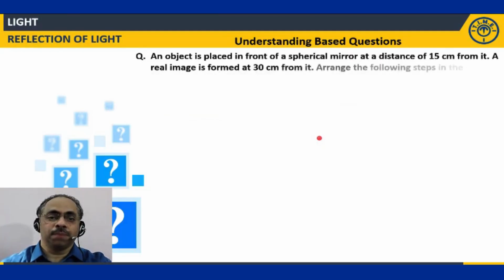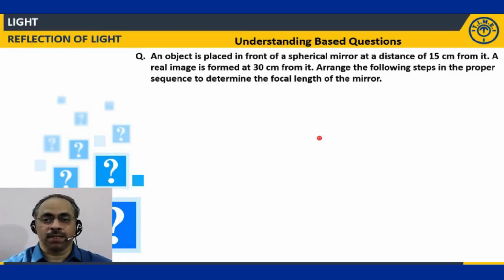An object is placed in front of a spherical mirror at a distance of 15 cm from it. A real image is formed at 30 cm from it. Arrange the following steps in the proper sequence to determine the focal length of the mirror. Okay. When you say an object is placed in front of a spherical mirror at a distance of 15 cm, he's telling spherical mirror, not concave or convex. We are not sure about it from the first statement.